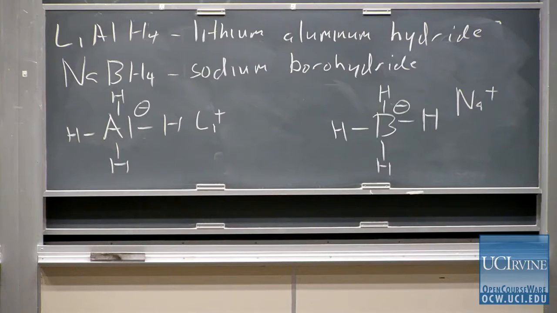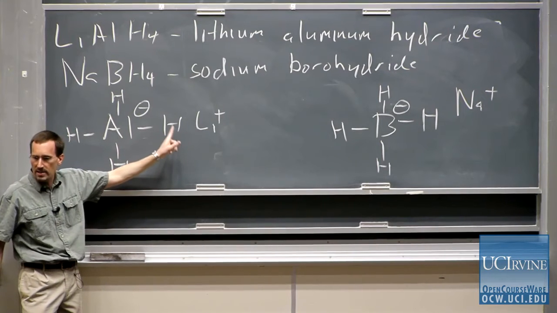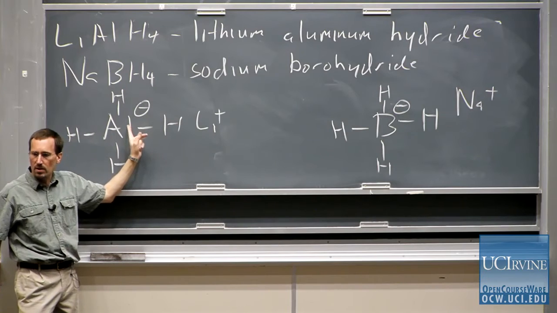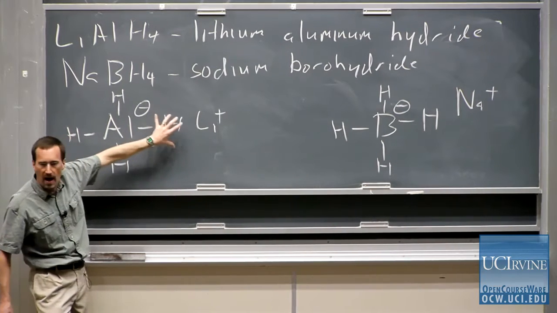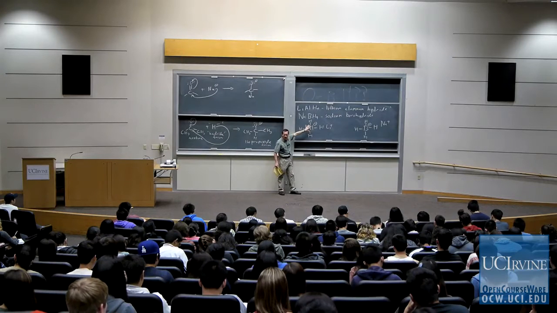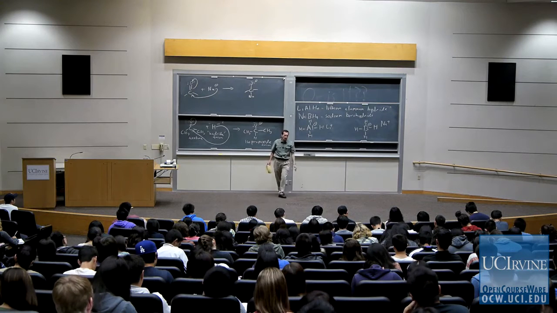The electronegativity of hydrogen is about 2.2. The electronegativity of aluminum is about 1.6. The electronegativity of boron is about 2.0. In other words, in all of these species, you have the bonds polarized to having more negative charge on hydrogen than on the metal. But in the case of aluminum hydride, they're even more polarized. In other words, aluminum hydride is a more reactive anion. Lithium aluminum hydride is more reactive.